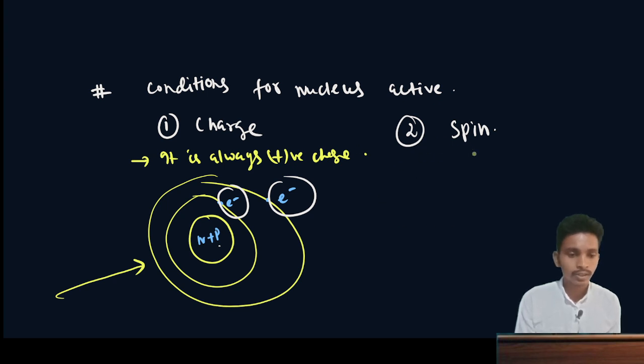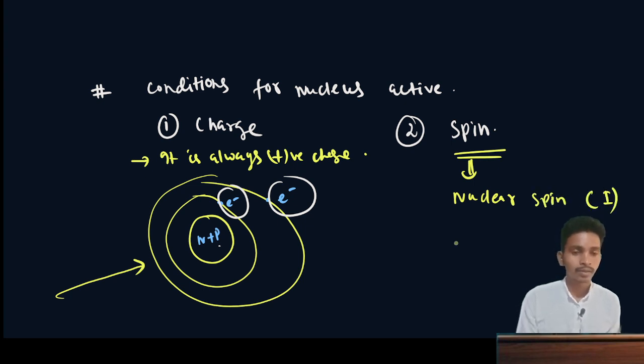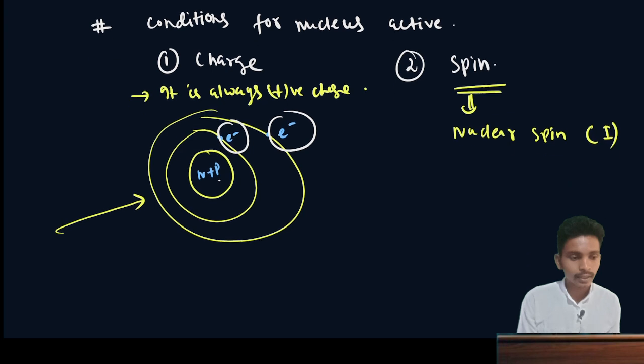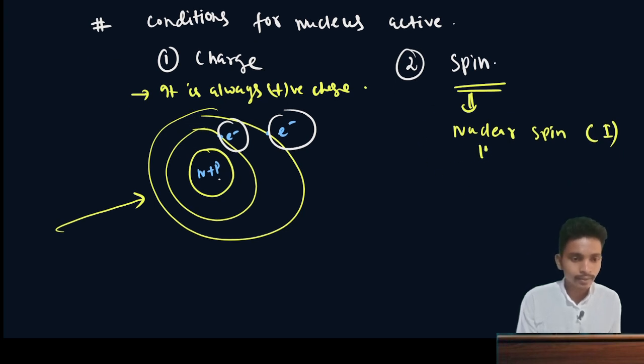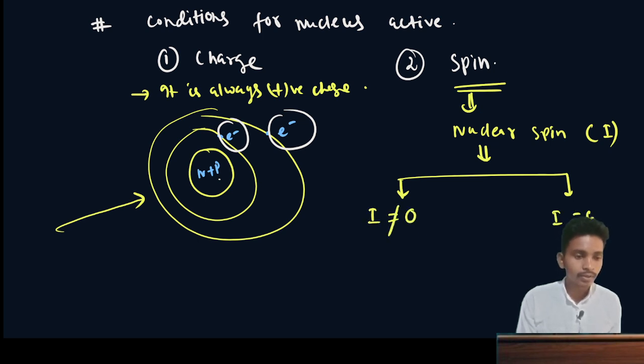The next condition is spin. This is the nuclear spin, and it is represented by I. So I can be equal to 0 or not equal to 0. The nuclear spin I is 0 in one case, and not equal to 0 in the other case.